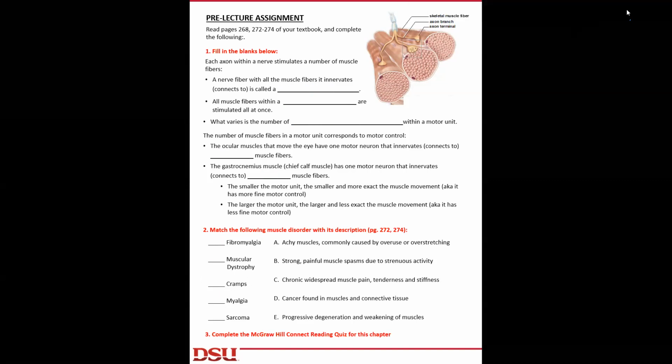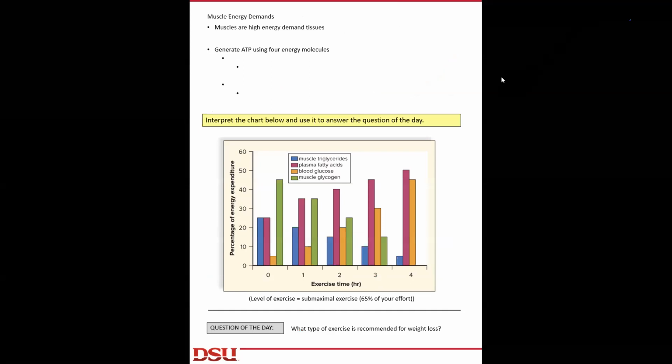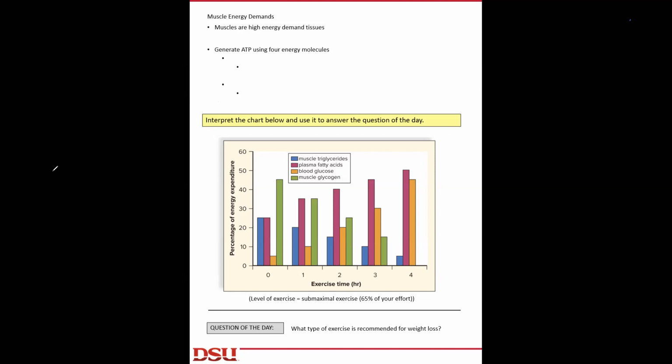All right, moving on. All right, so muscle energy demands. Muscles are high energy demand tissues, obviously because this is how our body moves, both voluntarily and involuntarily. So generates ATP using 4 types of energy molecules.